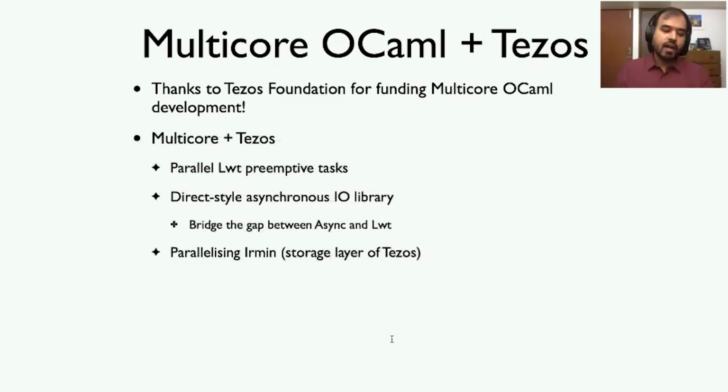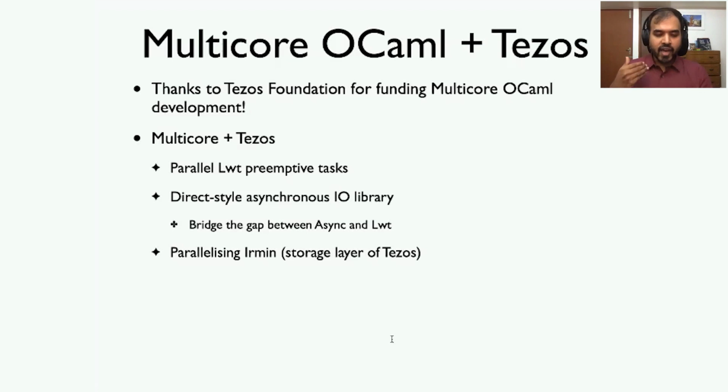Concretely, Tezos is a heavy user of Lwt, right? As the concurrency library. Today, we have a parallel version of Lwt where we take Lwt preemptive tasks and run them on a different domain. So if you are a current user and you have some tasks that you can parallelize, you can use this library to parallelize your tasks very cheaply without changing the entire code.